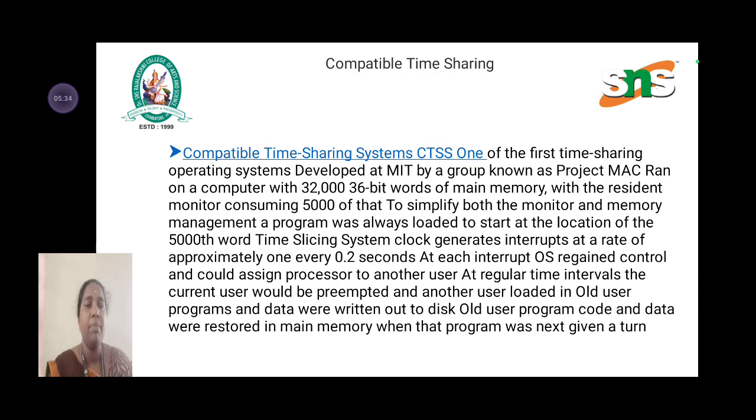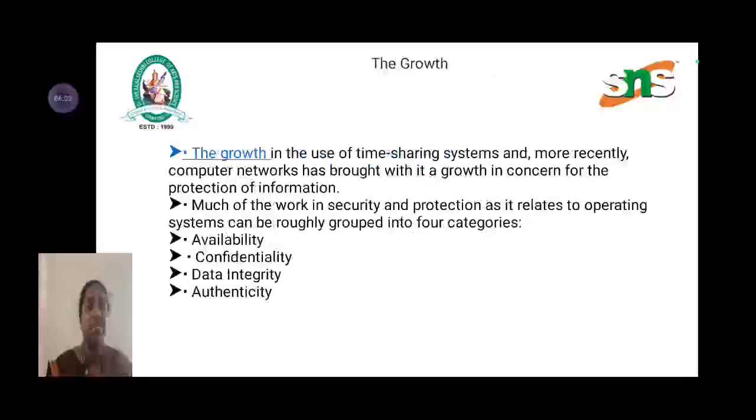Next one is compatible time sharing. The first time sharing operating system was developed at MIT, the project MAC, which ran a computer with 32,036-bit words of main memory. The time slicing system generates interrupts at a rate of approximately 0.2 seconds. An old user program's code and data were restored in main memory when that program was next given a turn.